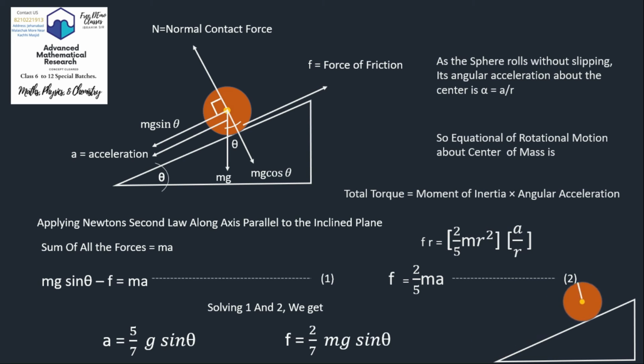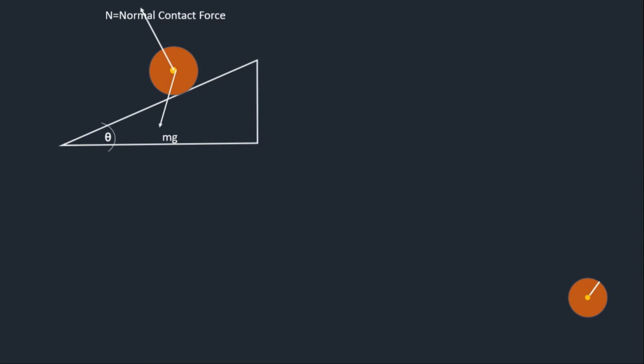And what is the force of friction? 2/7 times m times acceleration. What is the acceleration? 5/7 times g sine theta. So finally we have the force of friction as 2/7 times m g times sine theta.